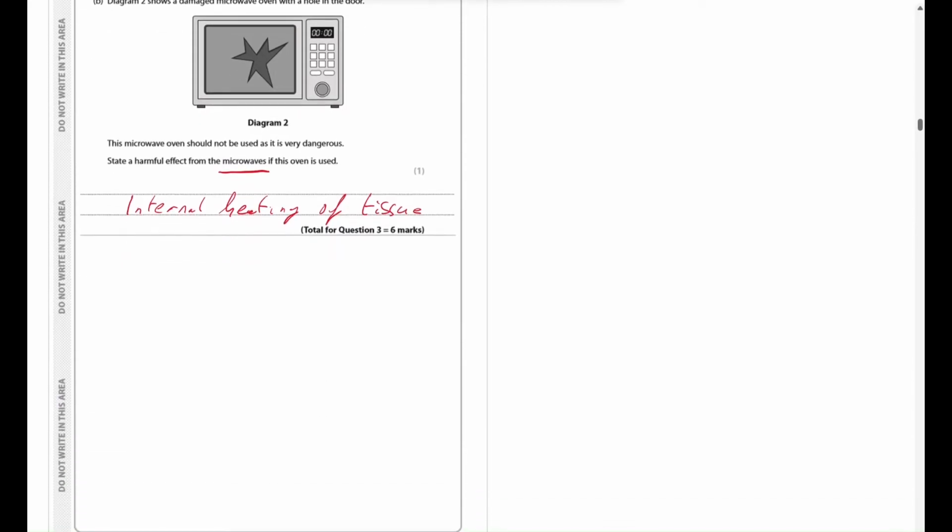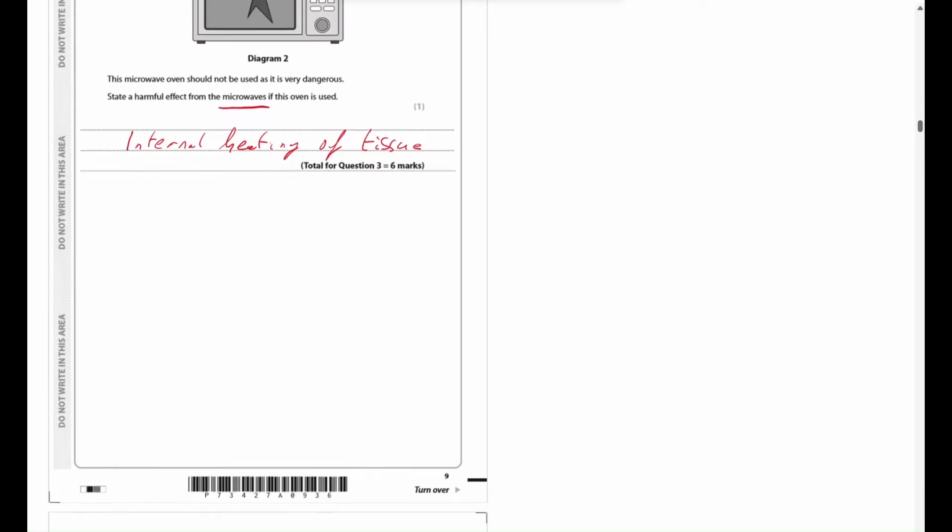Is this microwave harmful? Well, yes. Hopefully you've never used a microwave with a broken double door. Microwaves, make sure you know what's going on with these. Microwaves are all about internal heating. It cooks things from the inside out. That's why it can be so much quicker than a conventional oven. So the key word to be using is internal heating. You could be cooking your arm from inside. Internal heating of tissue, heating the water in the middle of your arm.